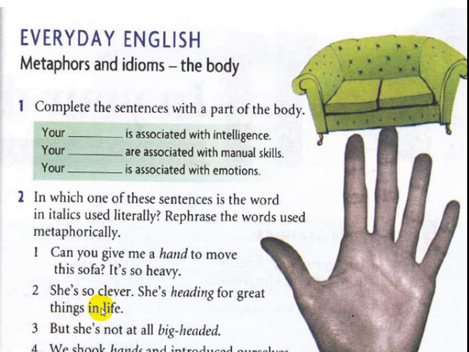Here, number 4, we shook hands and introduced ourselves. This sentence is literally used here. The word in italics, hands, is literally used, يعني مستعملة بصورة حرفية. So, in which of these sentences is the word in italics used literally? That is sentence number 4. We shook hands and introduced ourselves. The word hands here is used literally, not metaphorically.